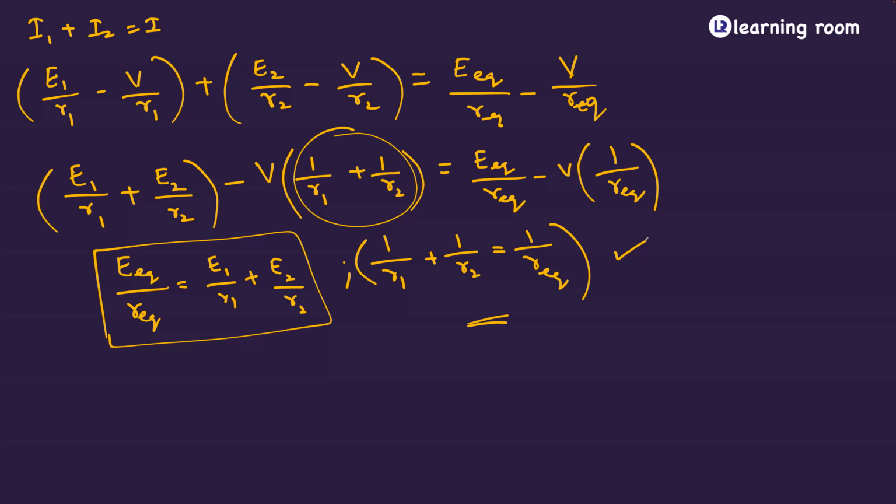Now, what if I extend it to n cells? It's obvious. E equivalent by R equivalent will be E1 by R1 plus E2 by R2, and so on till En by Rn. Similarly, 1 by R1 plus 1 by R2 plus ... plus 1 by Rn will be equal to the value of 1 by R equivalent. Clear? So make a note of this.